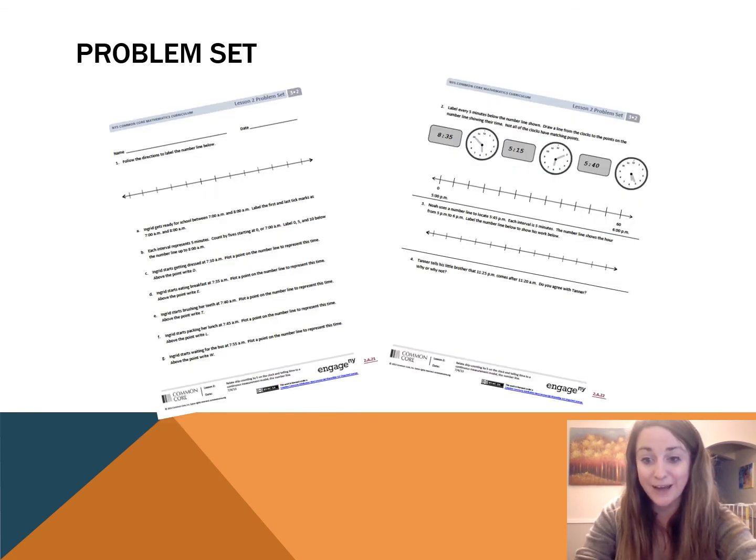And it's your turn now. On Google Slides, you'll have the opportunity to work on several problems that have you practicing labeling a number line involving time. Take your time and work hard on it for 15 minutes.